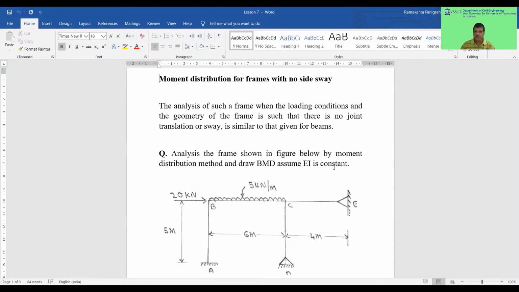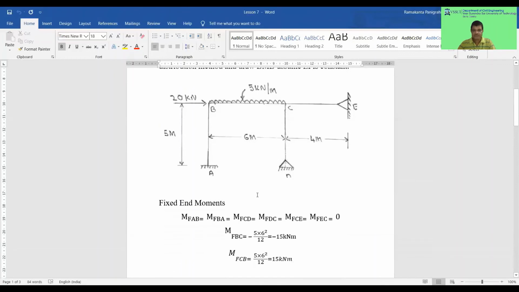Now in this problem, what is being given? The problem is: analyse the frame shown in the figure by the moment distribution method, and draw the bending moment diagram. EI is constant. Now see the problem. In this frame, the support A is fixed and support D is different. So there are two different kinds of supports, so it must sway. And also there is a horizontal load given here.